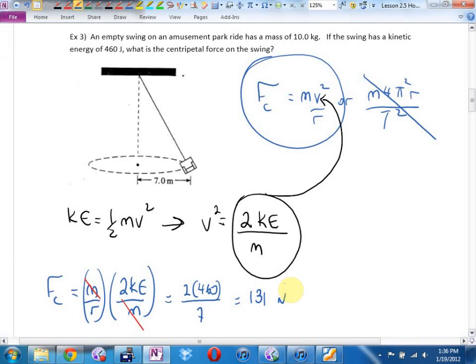Again, Krista, you didn't have to do this algebraic substitution, but I suddenly saw there was a V squared sitting there and a V squared sitting there, and I thought, good gosh, why don't I substitute for V squared, because I won't have to do the square root. Nice. A few more.